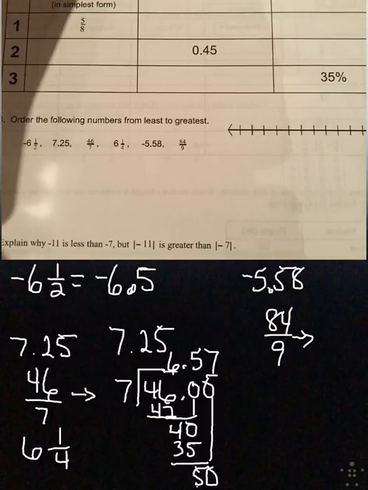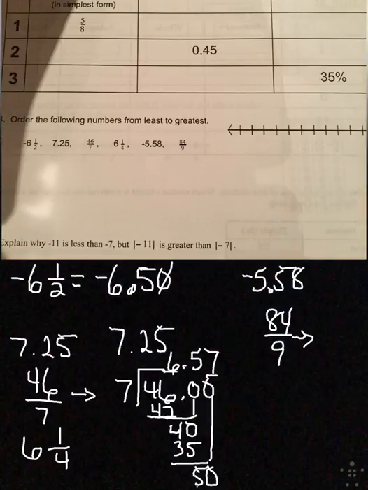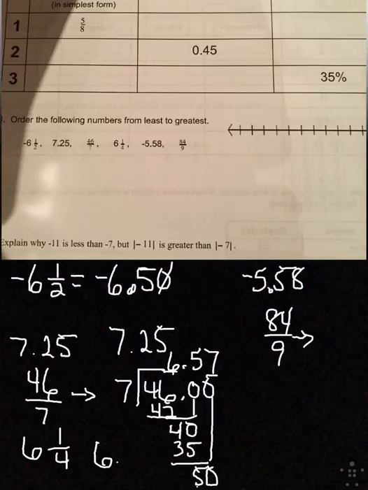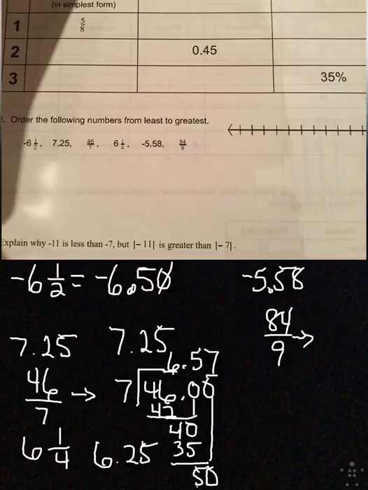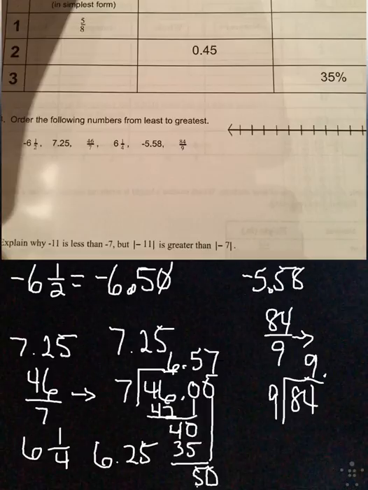These numbers up here, the farthest place value is hundredths, so I'm going to take them all to the hundredths position, and I erased that, so I apologize. 6.57 for 46 over 7, and that leaves me 84 over 9. And I can already stop on this one because 9 is higher than anything I've got.